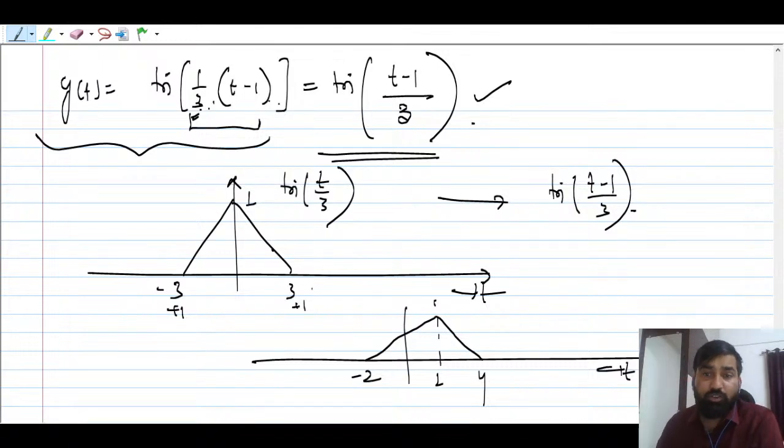It is centered at what? At t equal to 1. It is centered at t equal to 1, you can say, right? I think this is clear.